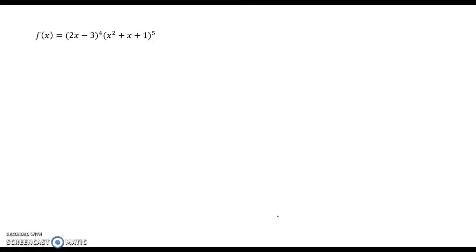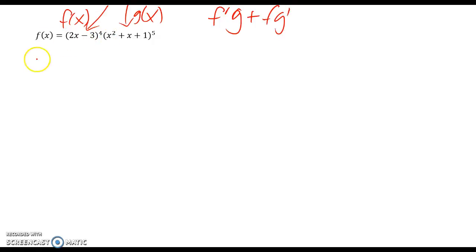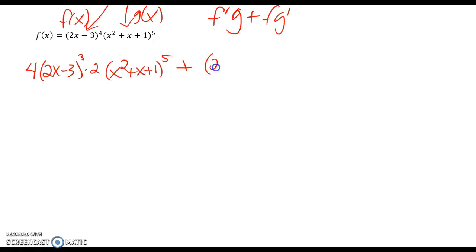All right? Let's see if we can finish this last one. We have a product rule and a chain rule. So if this is f of x and this is g of x, the product rule says f prime g plus f g prime. So we're going to do f prime. Well, power rule, 4 times this quantity raised to the third times the derivative of the inside, which is just 2, right, times g, as it is, plus f times the derivative of g.